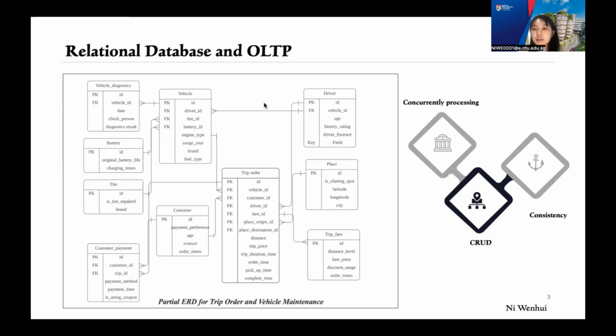And here, a partial ERD has been proposed to give a sample of how the data can be connected to support the transactional processing in the relational database. The ERD here mainly covers the business and the data involved in the trip order and vehicle maintenance. So here we can see that through transactional processing, staff can easily do the CRUD operations on the data, like on the vehicles, or add a customer, or add one more order if the customer has just placed an order. So concurrent processing is possible using transactional processing, and consistency is also ensured within it.